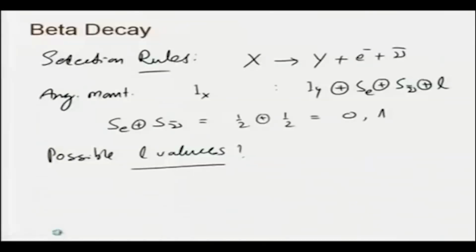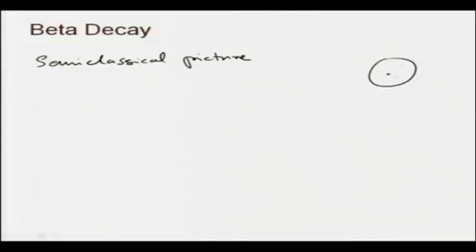So, to get an idea of what kind of L values are allowed or possible, let us consider some kind of a semi classical picture, where we could consider the nucleus as some kind of a spherical ball, and let us consider the case if the electron is originating at the center of this and moving directly along the radius, then it does not have any angular momentum L, because L is r cross p in the coordinate system.